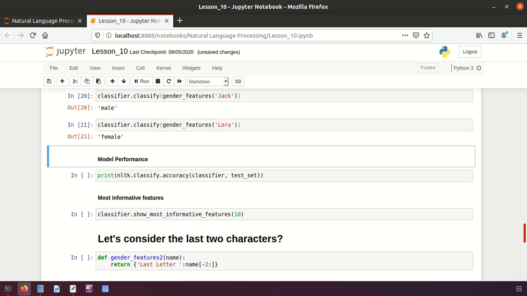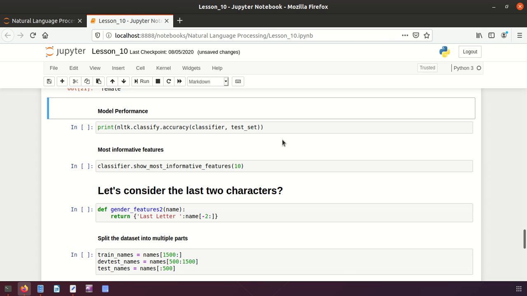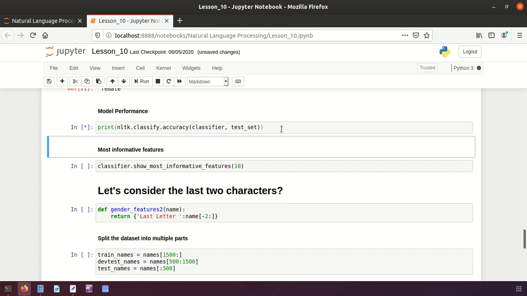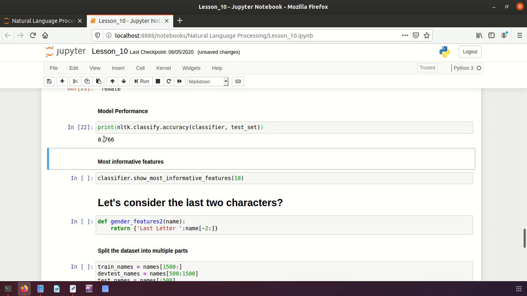And now let's see the model performance. For seeing the model performance in classification models, we are just considering the accuracy of the model, how accurately the model classifies the data. So this is my classifier and this is testing data. We will see the accuracy. It is around 77%. So it is good, right? Because 77% is a high accuracy, so the model is classifying the names correctly.